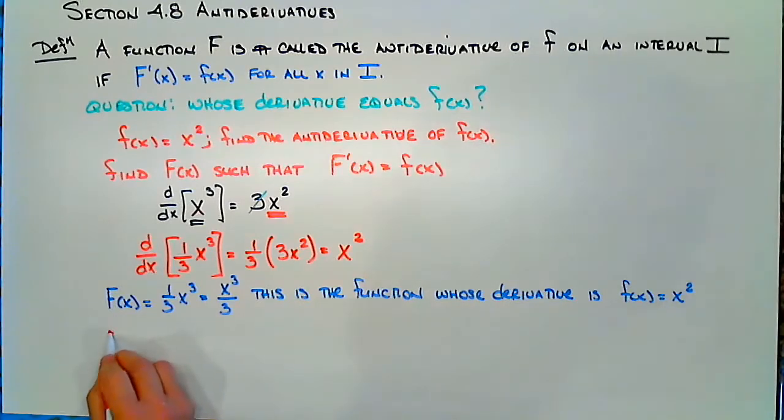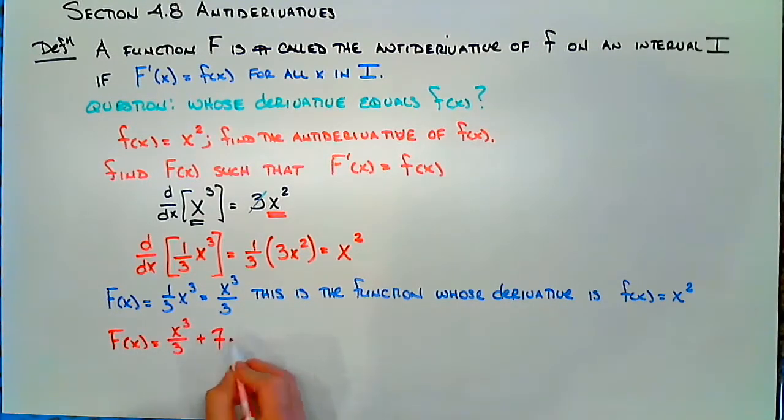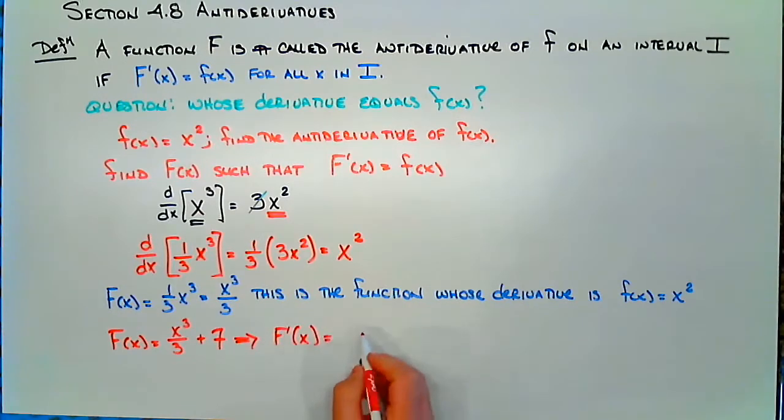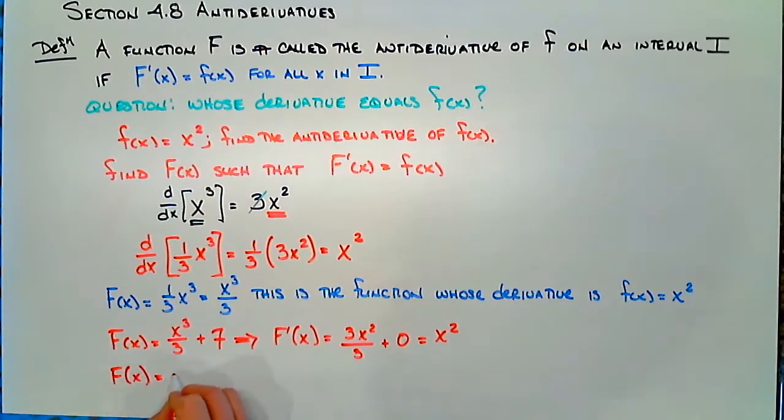Because what about the derivative of this function? F of x equals x cubed over 3. What happens if I have a plus 7? Well, the derivative of this is going to be 3x squared over 3, plus the derivative of 7, which is 0, and I'm going to get my x squared. Now, there's nothing magical about the 7. I could have picked any constant to place there.